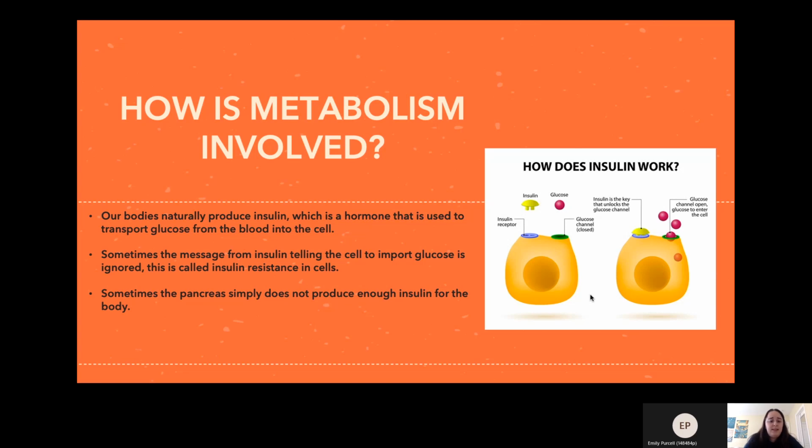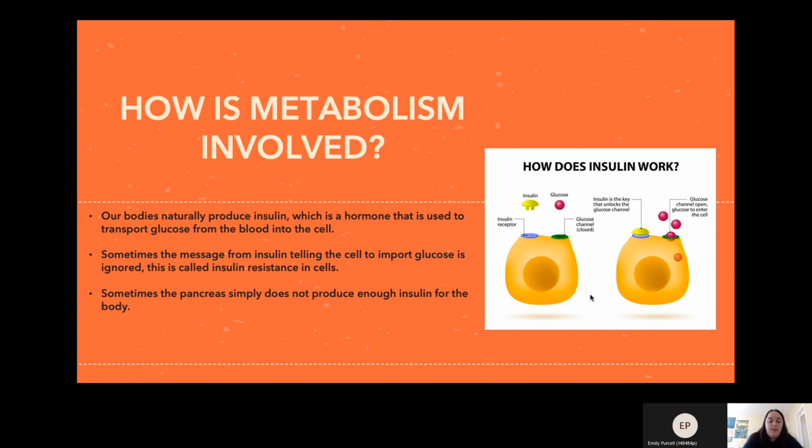But what happens in type 2 diabetes is sometimes this message from the insulin that tells the cell to import the glucose and open those glucose channels is simply ignored. This is called insulin resistance in cells. So the cells are insulin resistant. They're not listening to what the insulin is trying to tell them. They don't take in that glucose, and so they can't convert it to energy.